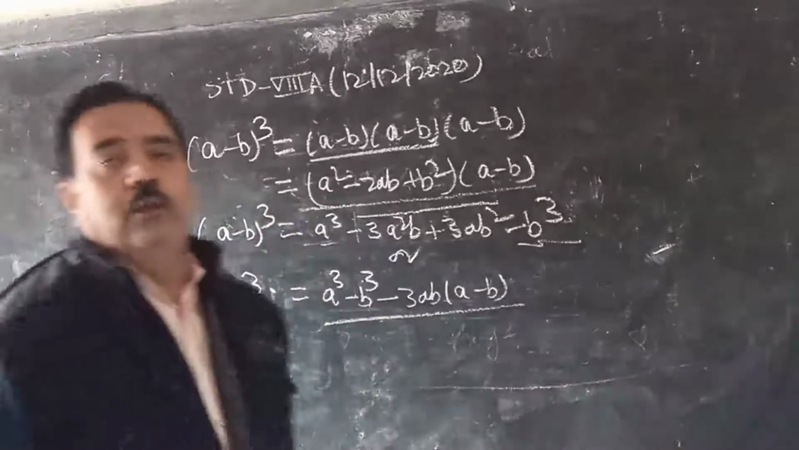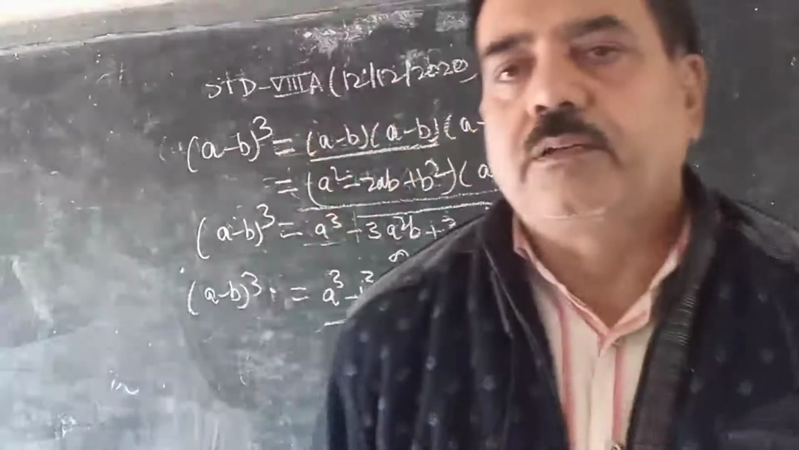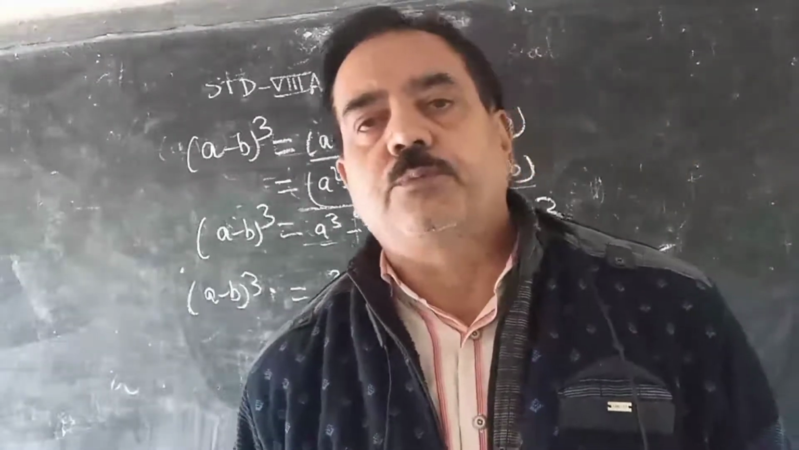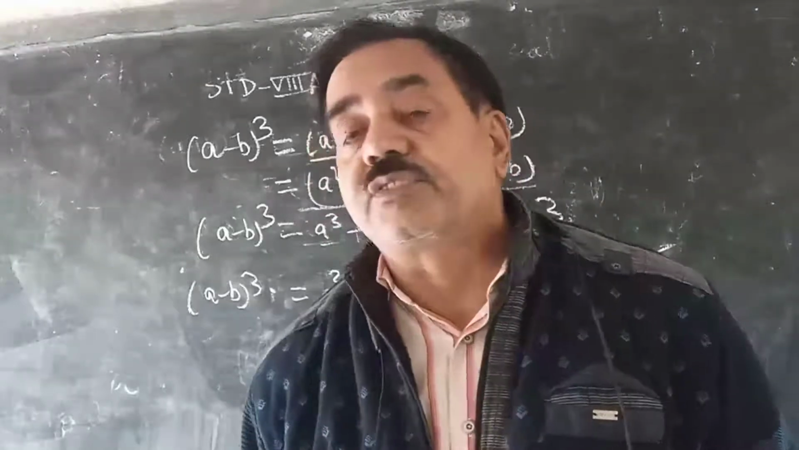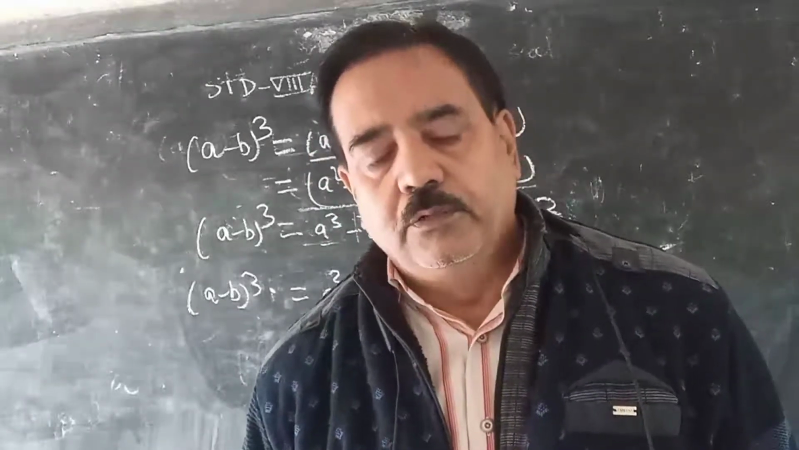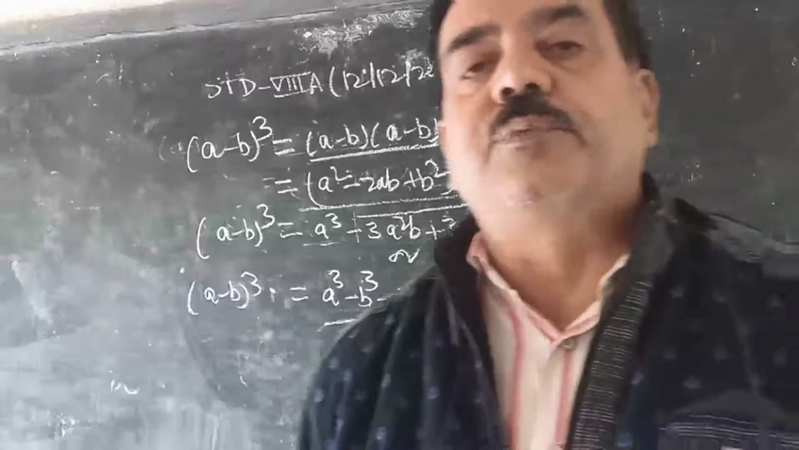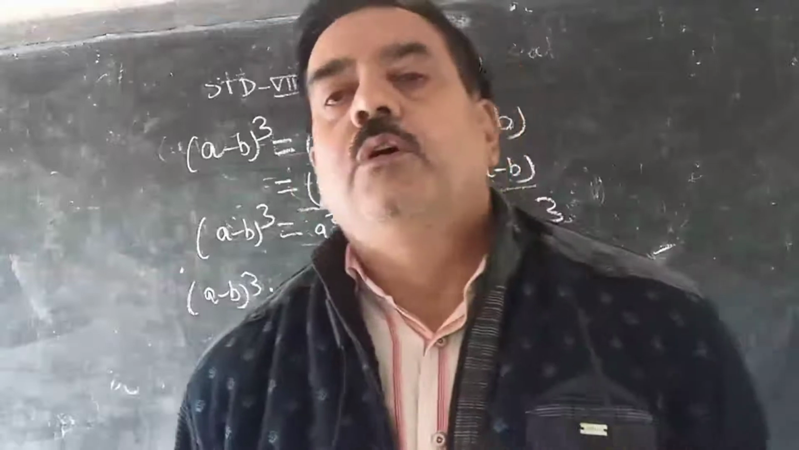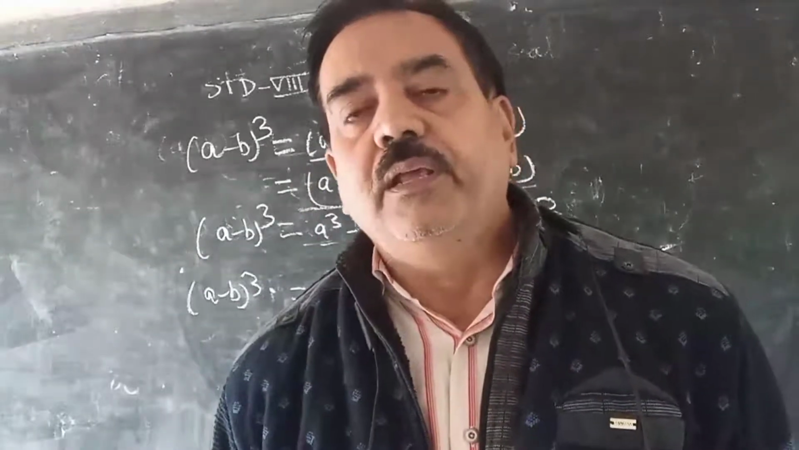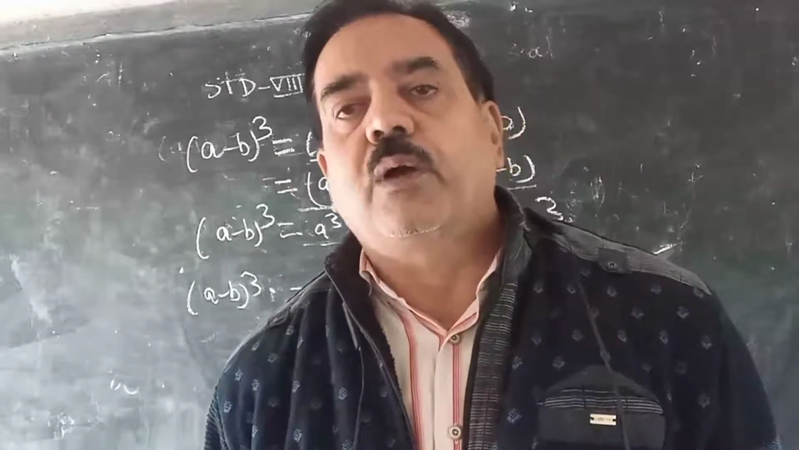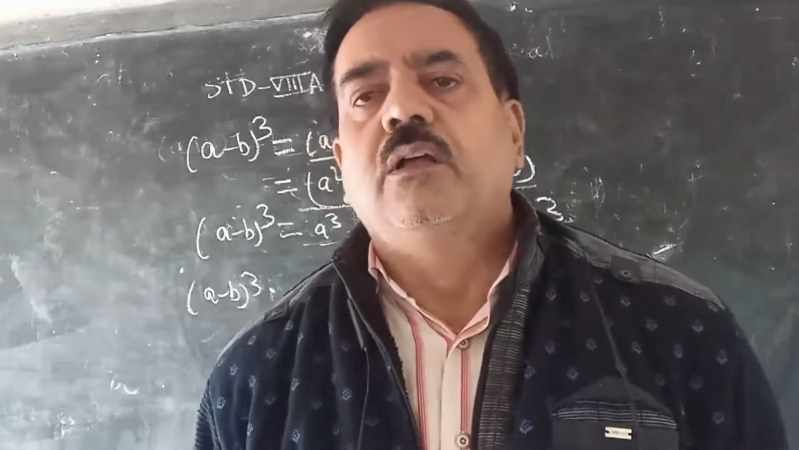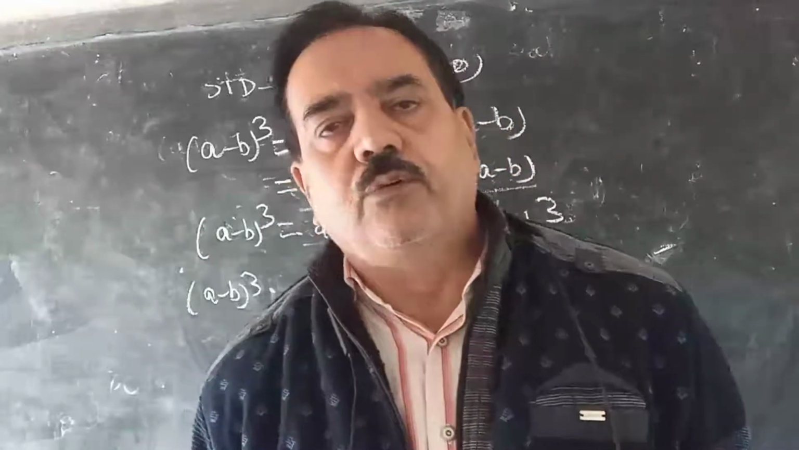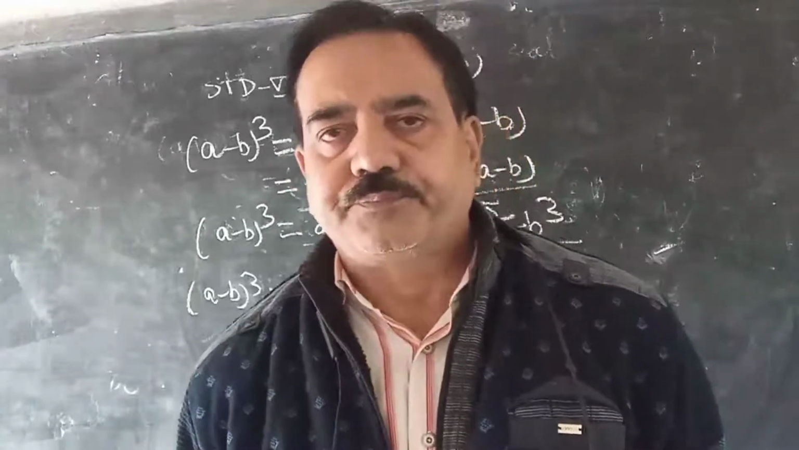On these two formulas, (a + b) whole cube and (a - b) whole cube, we have to solve the questions. So once again, what is the result of (a + b) whole cube? (a + b) whole cube is a cube plus 3a square b plus 3ab square plus b cube, or a cube plus b cube, take 3ab common, plus 3ab into (a + b).